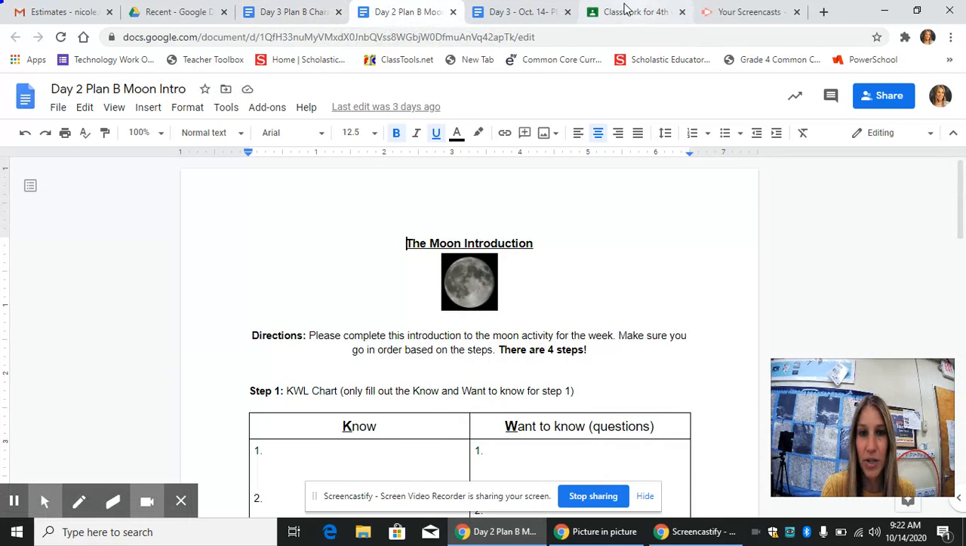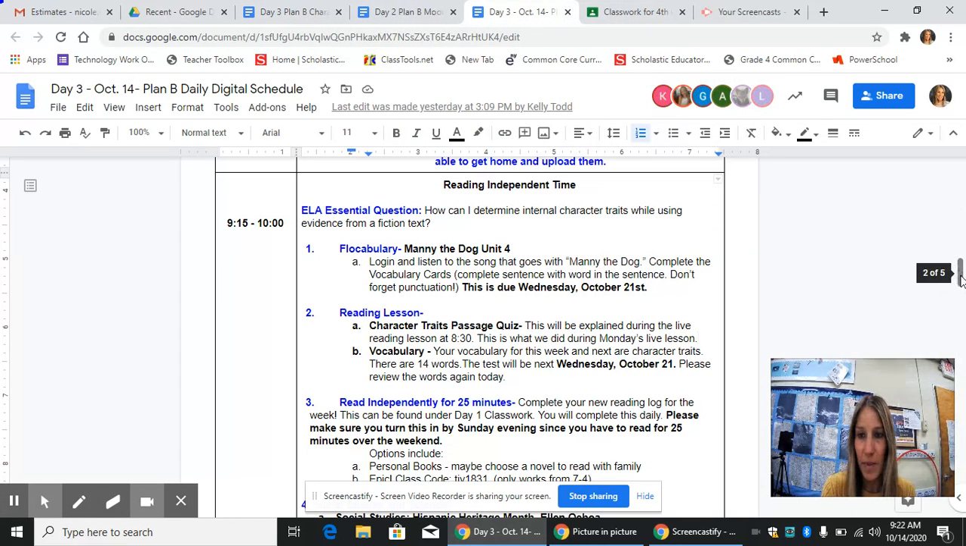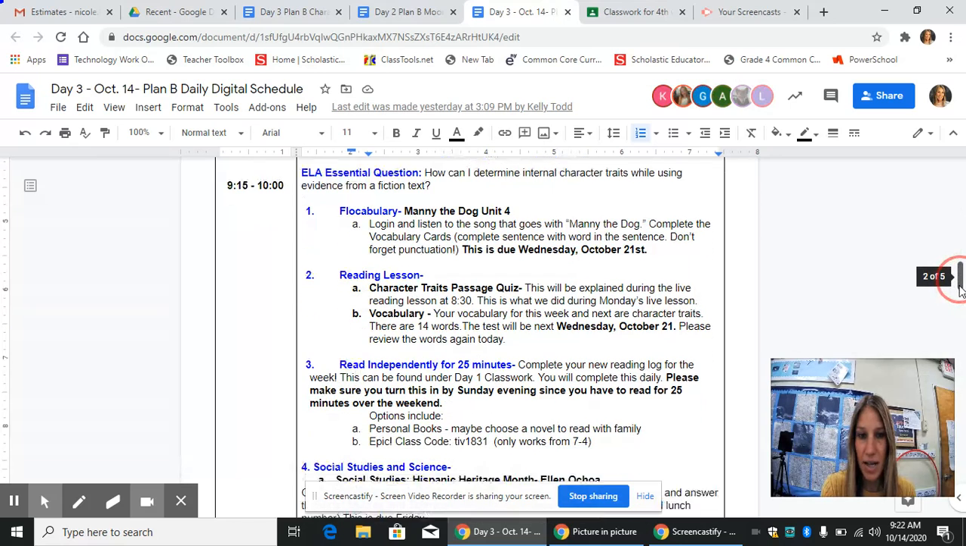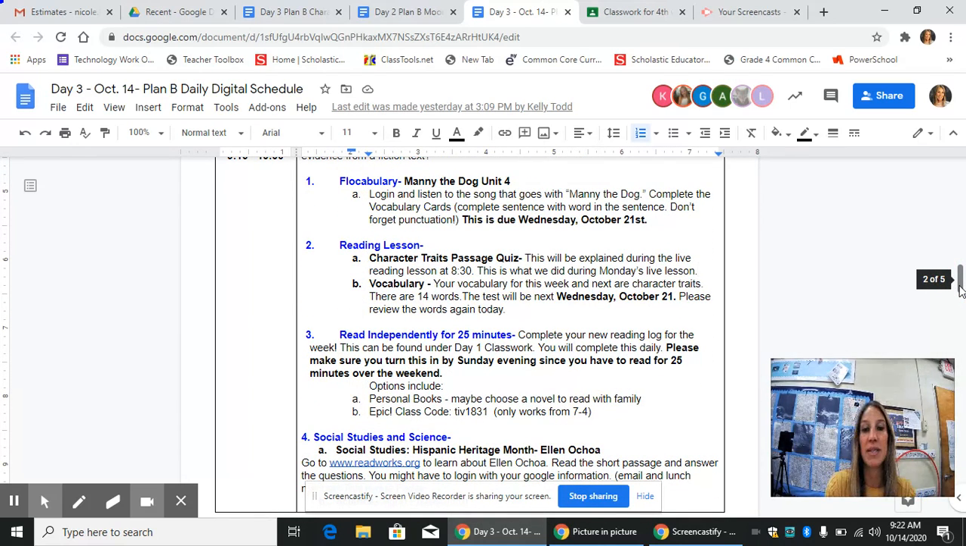I'm going to go back to my schedule. Your next assignment, it's not really an assignment, but you need to be studying those vocabulary words about your character traits. That can be found on day 1, Plan B classwork. We gave that as a material on Monday. You need to be reviewing those words. We're going to be reviewing those words again tomorrow or Friday if you are coming in person.